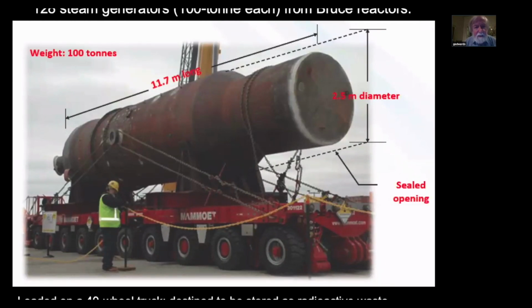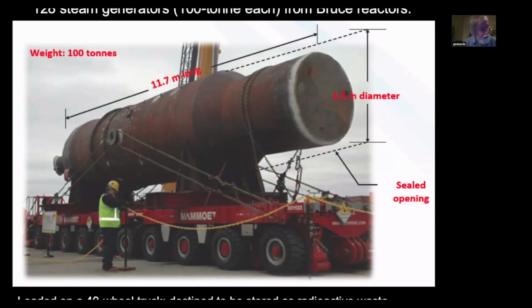They have 8 of these in each reactor at Bruce. Each one is 100 tons in weight, approximately, and you can see the size of it. And altogether, there will be 128 of these steam generators at the end of lifetime of the Bruce reactors, 8 times 8, and then times 2 because they're being refurbished. And when they refurbish them, they replace the steam generators. So there's going to be 128 of these steam generators just from Bruce alone.